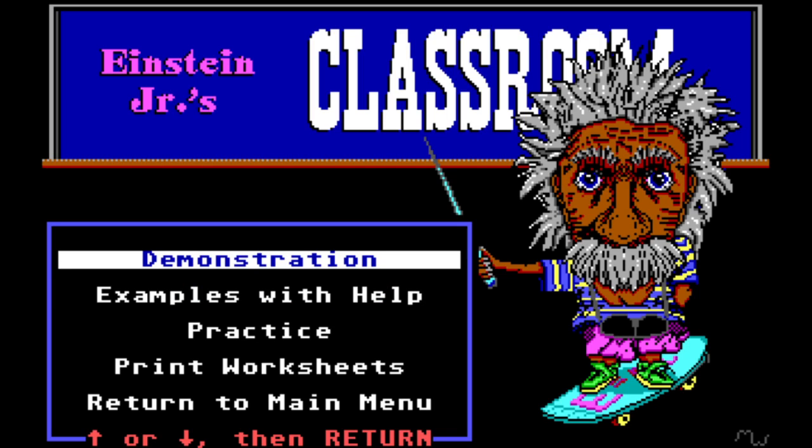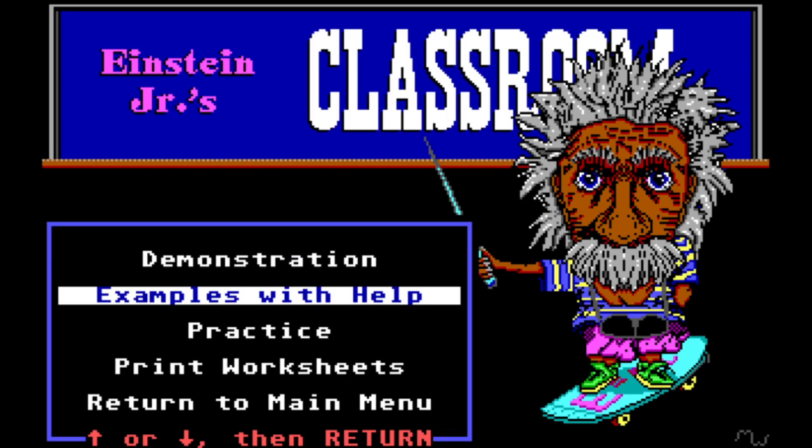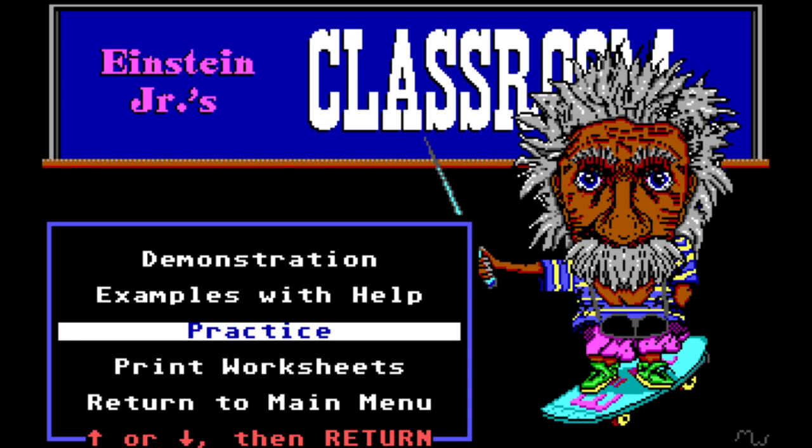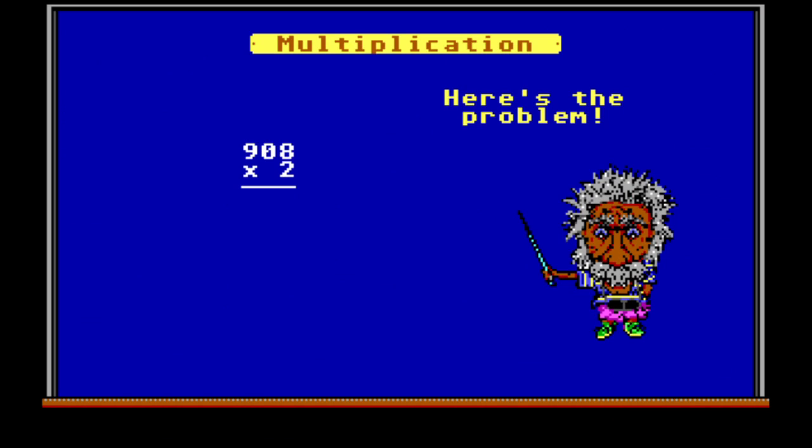Now there's a few degrees of assistance that you'll get. You could get a full demonstration if you're just starting out. Examples with help, they'll pop in along the way. Or just straight up practice. 908 by 2. 8 by 2 is 16. Carry the 1. That's just a straight up 16. And then 9 by 2 is 18.